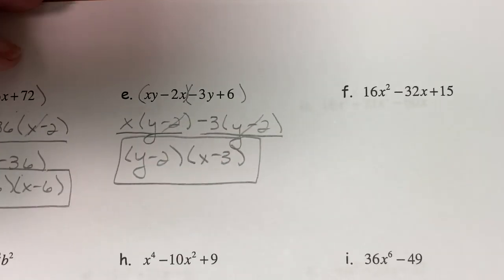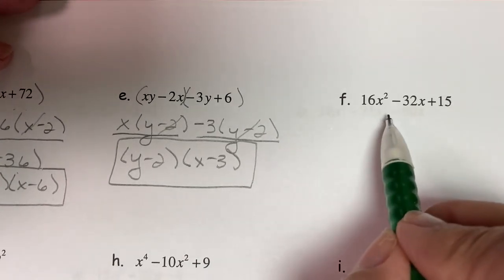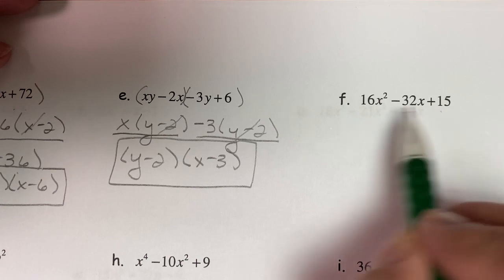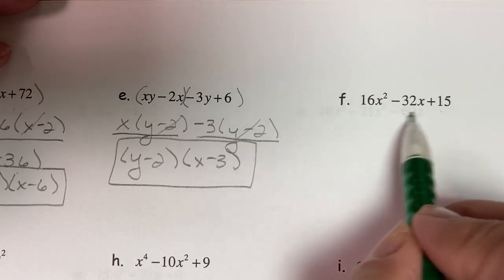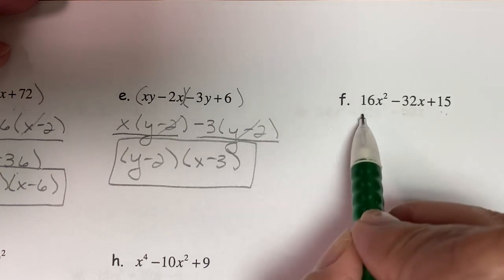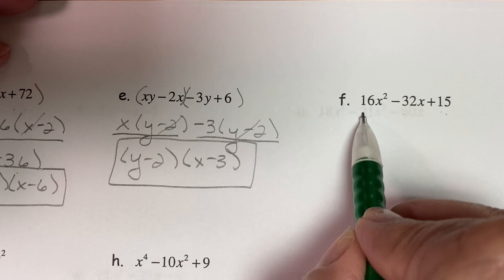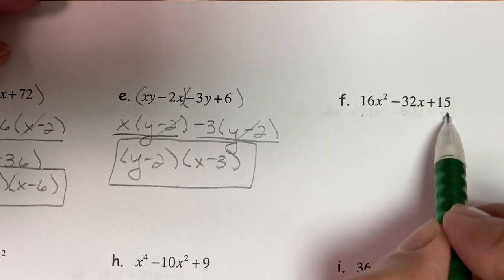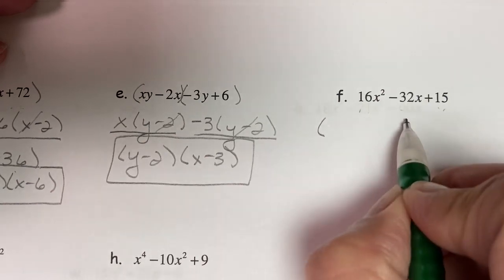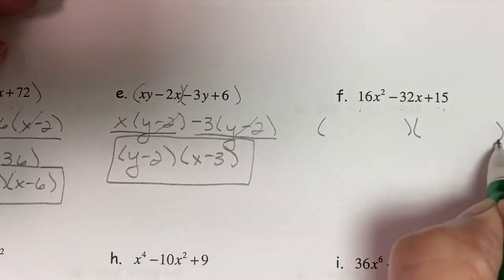All right, look at F. Well, let's see. There's no GCF. There are 3 terms, so we will backwards FOIL. You might quickly notice that this is a perfect square trinomial, but 15 is not a perfect square, so it's not. So we are going to resort to guess and check.